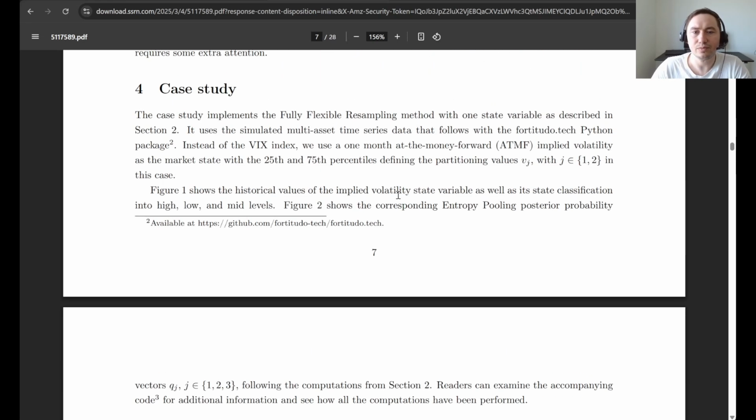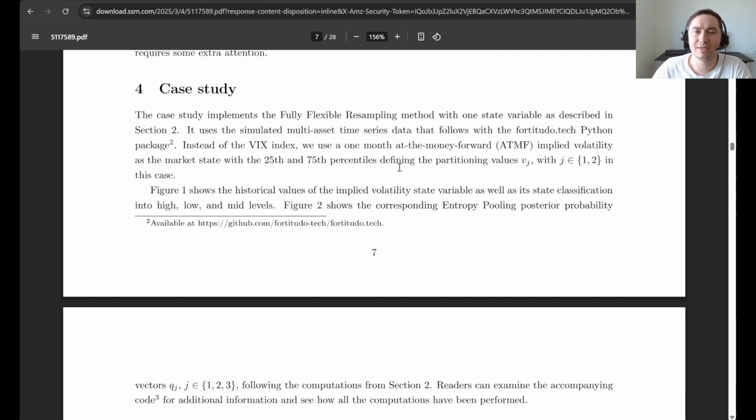So in the case study, we use the fully flexible resampling. This is the special case. And then we use one month at-the-money forward implied volatility as the state variable, and we define some cutoffs with the 25th percentile and the 75th percentile.